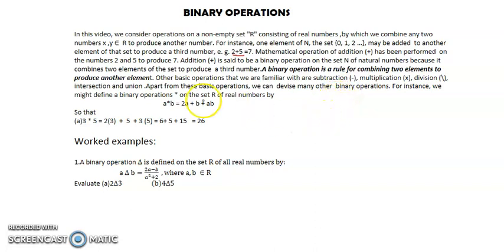Let's see a binary operation star, which combines two elements a and b according to the rule 2 times a plus b plus the multiplication of a and b. Under this operation, combining 3 and 5 gives 6 plus 5 plus 15, which gives 26. So this binary operation combines 3 and 5 to give 26, which is also another element of the set of real numbers R.